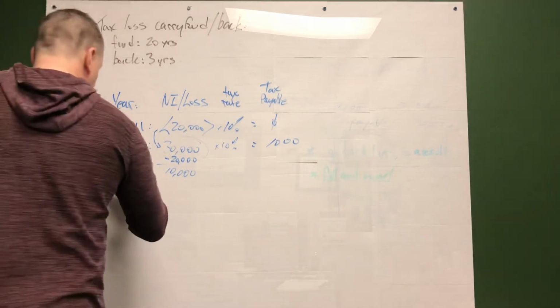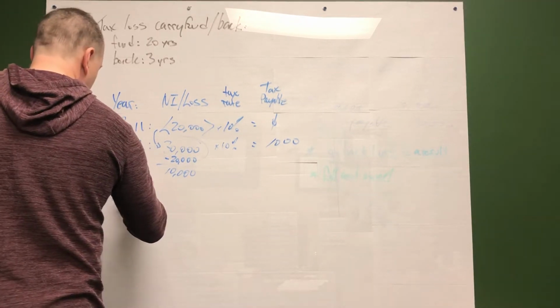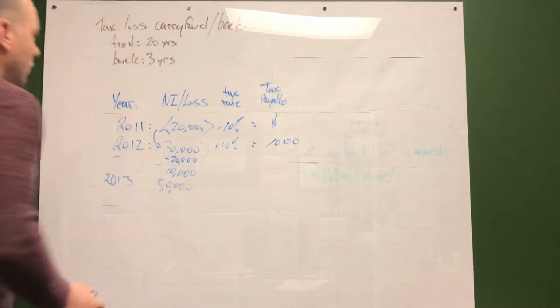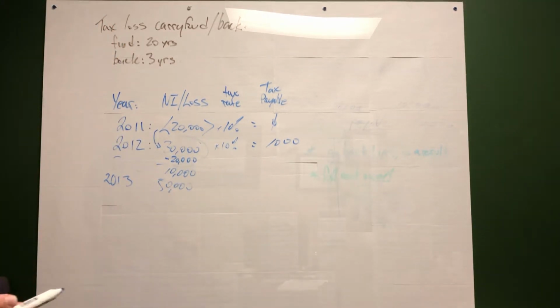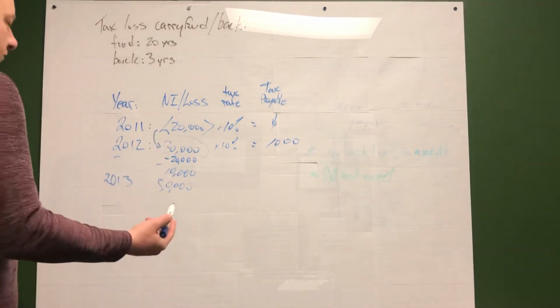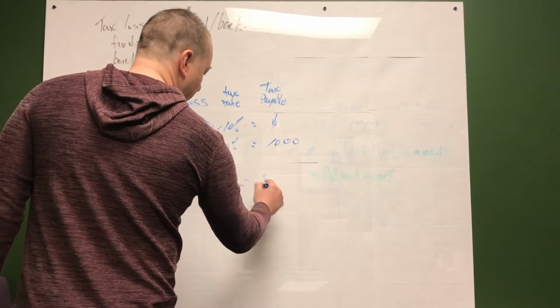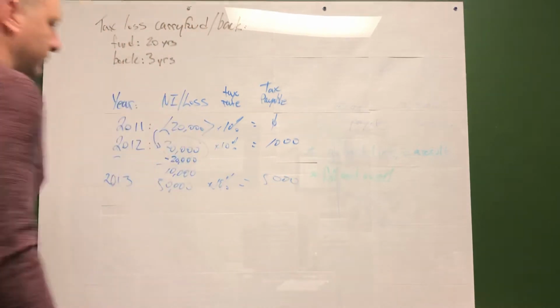Now for 2013, say we made $50,000. We don't have any tax losses to use up from prior years, so we'll just pay our 10% and we'll pay $5,000 tax.